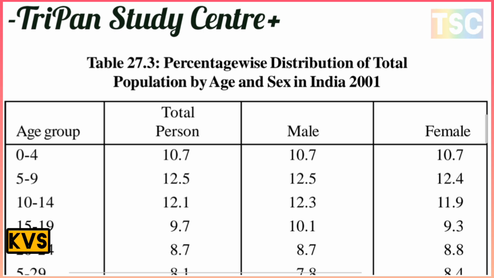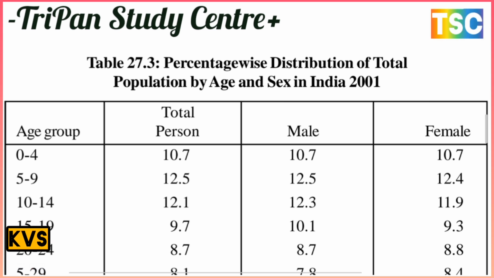In the 0 to 4 year age group, it is 10%. The male is 10 and the female is also 10, which is equal. But 5 to 9 is 12.5. There is 12.5 as the total person, and male and female are also the same here. But 15 to 19 is also there.